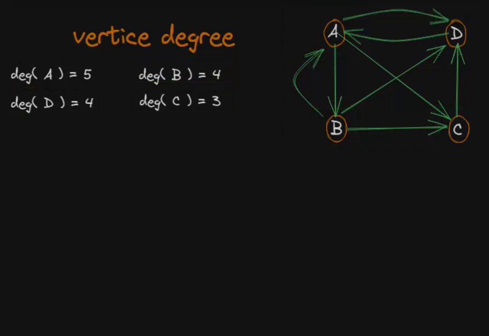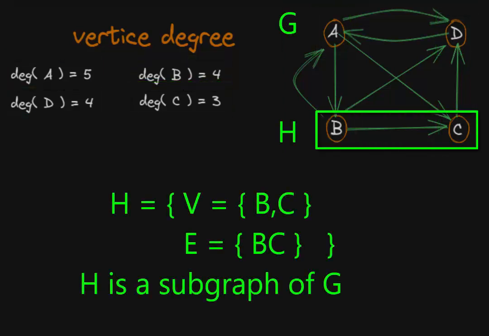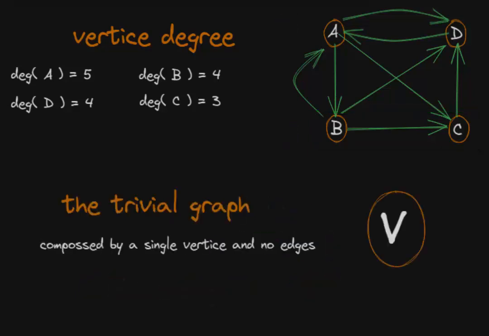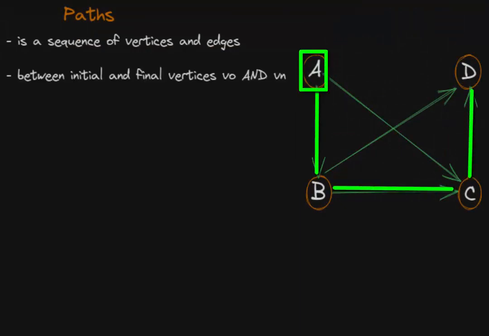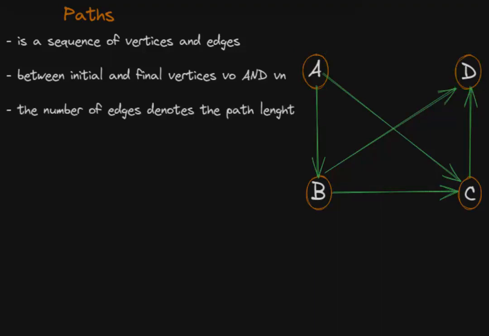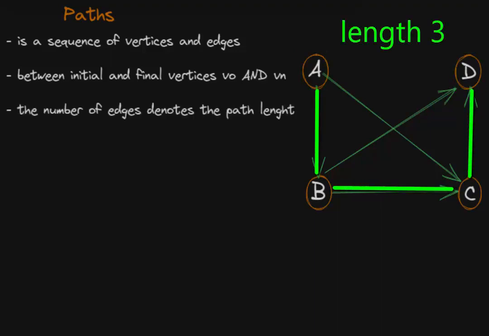A subset of vertices and edges inside a graph is also considered a graph, better known as a subgraph of G, and any standalone vertex is also considered a graph itself, better known as the trivial graph. A path is any route among connected vertices, involving start and end points. The path length is determined by the number of times that any edge is crossed.